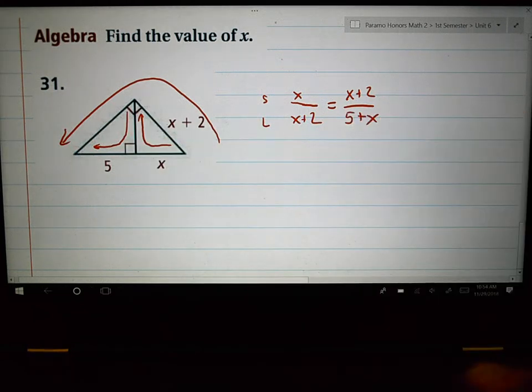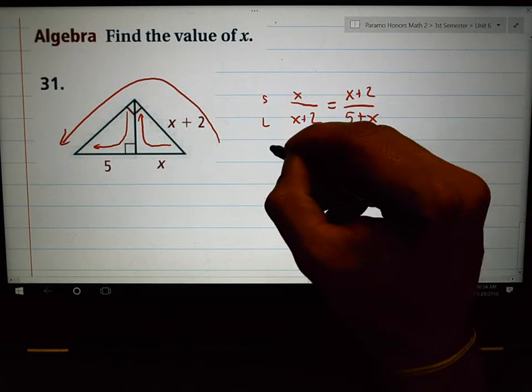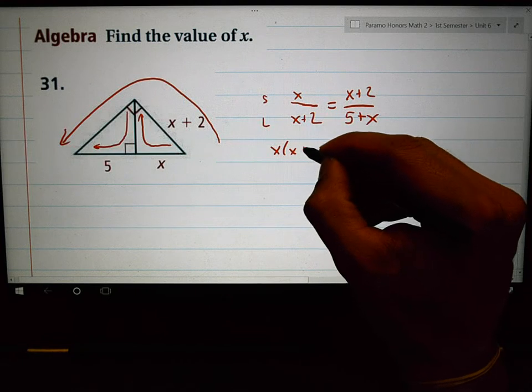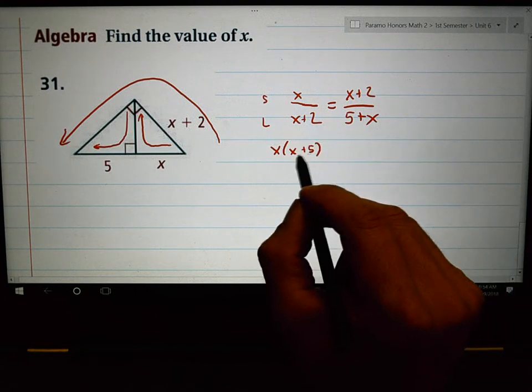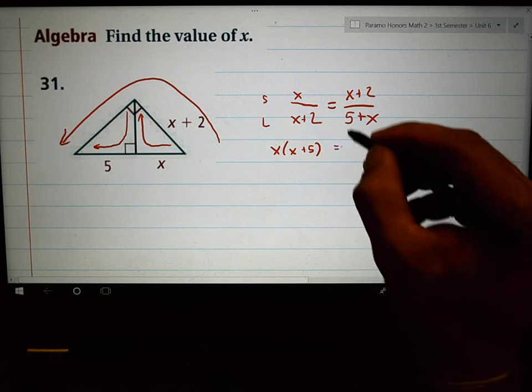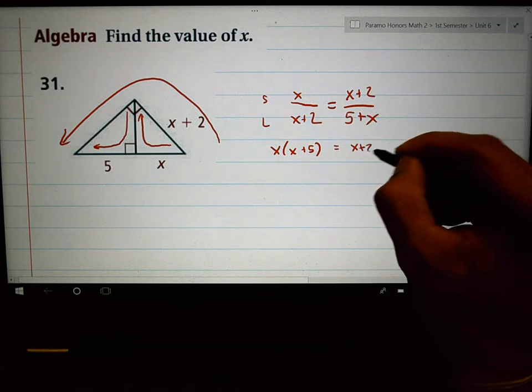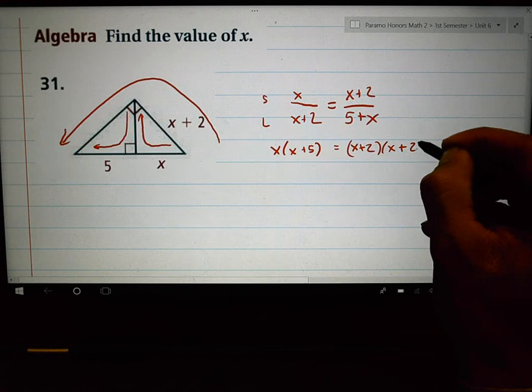And so once you get to this step, you have now set it up correctly. It doesn't look very easy to solve because everything's an x and x plus 2, an x plus 2, and a 5 plus x. But you've done it right. Now we cross multiply. 5 plus x and x plus 5 are the same thing. This is going to bring back some of the stuff that you did in Unit 1.